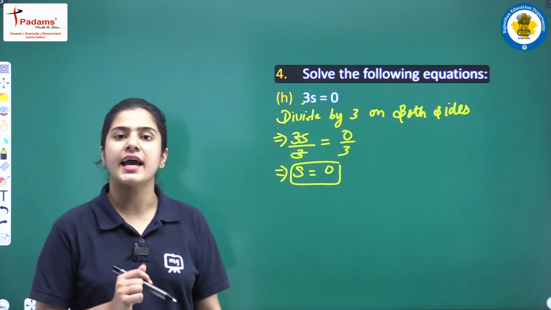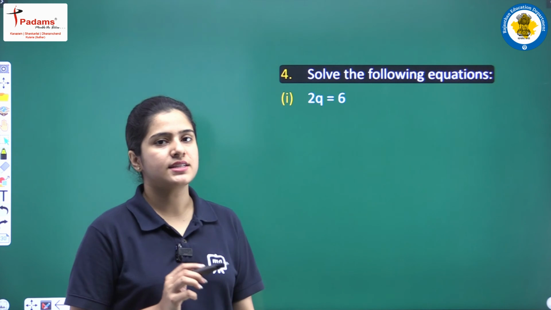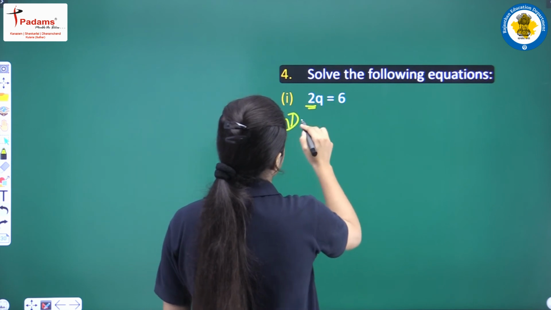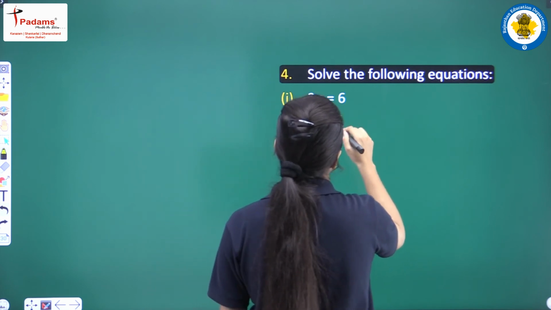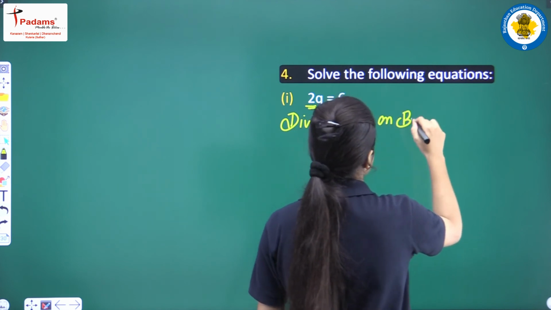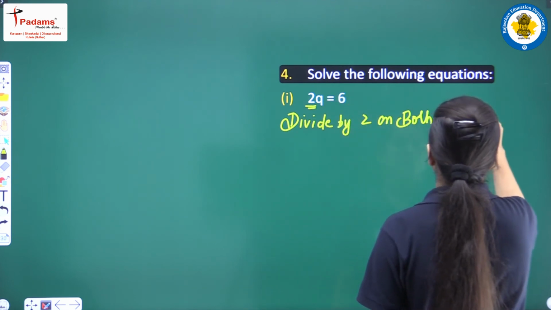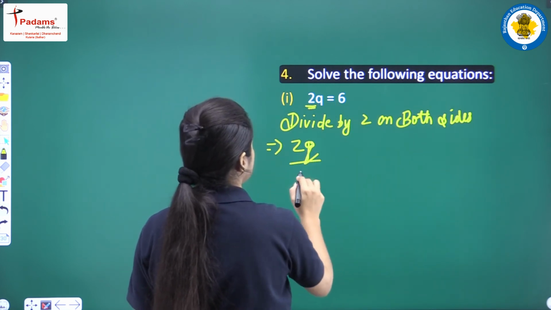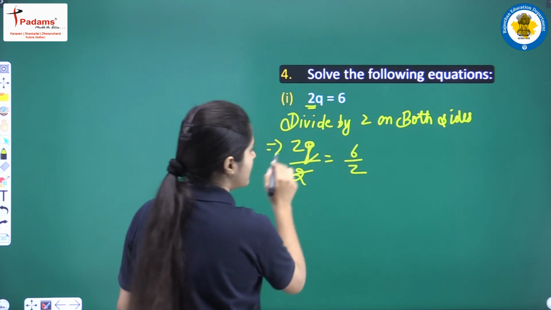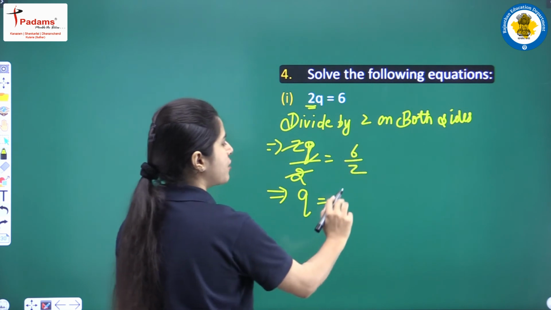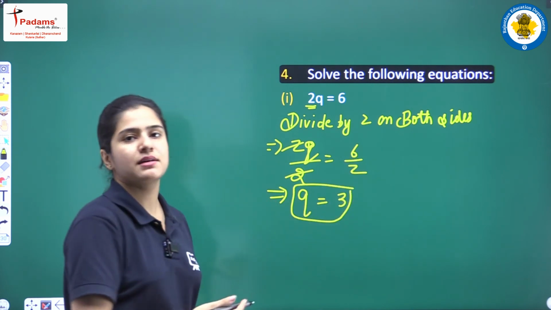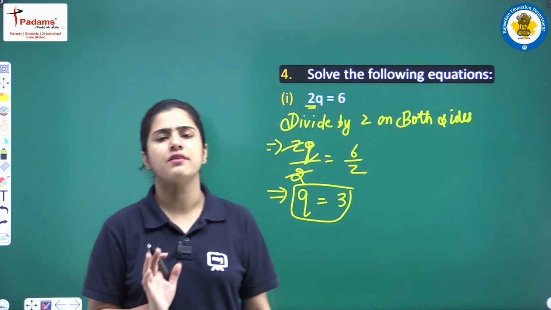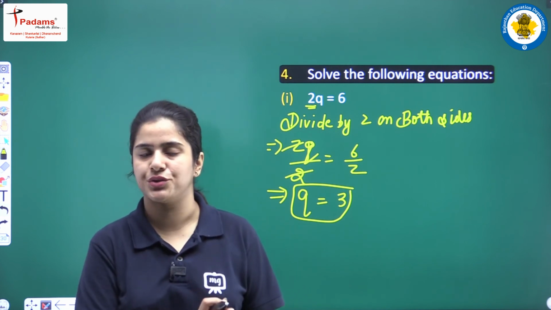Okay. So looking at another question, part I, 2q = 6. Now students, we will divide by 2 on both sides. So 2q upon 2 is equal to 6 upon 2. 2 and 2 will be cancelled out, students. This q = 6 upon 2, that is 3. How simple is that? Have a look at this. Students, do practice at your home because these questions are very easy and very easy to score from an exam point of view. Alright students.